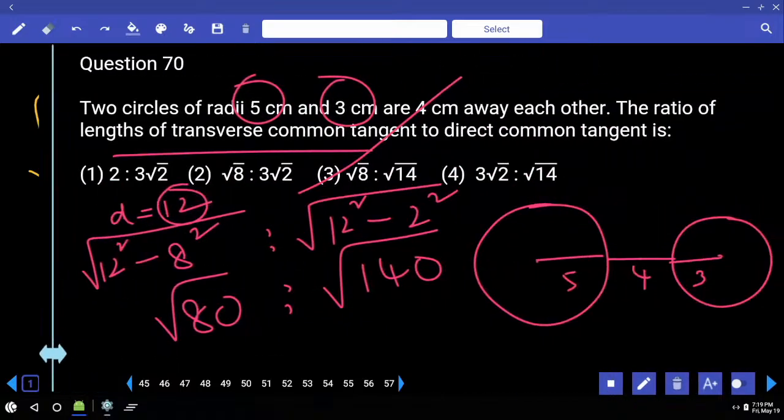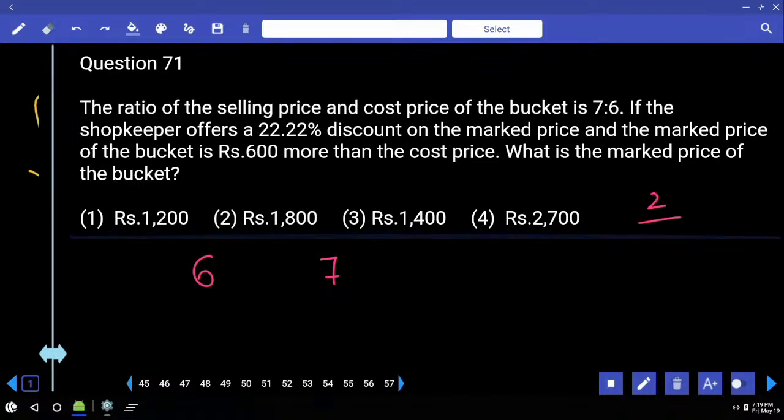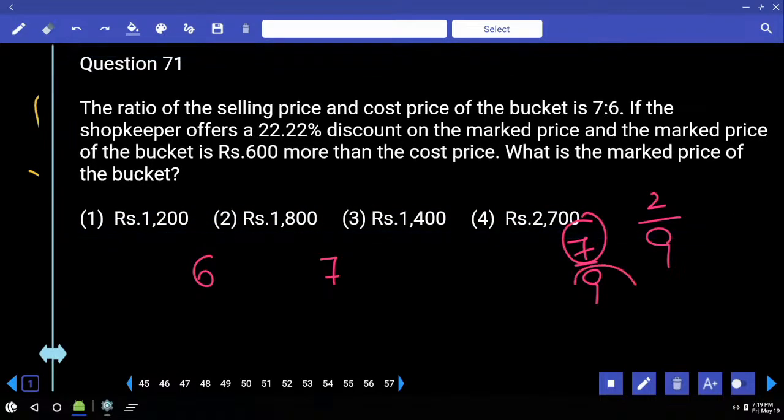Next, the ratio of the selling price to the cost price of the bucket is 7:6. Cost price is 6, selling price is 7. Shopkeeper offers 22.22%, that is 2/9. 2/9 discount means the selling price is 7/9, isn't it? 7/9 is the selling price, means 7 rupees selling price, 9 rupees market price.